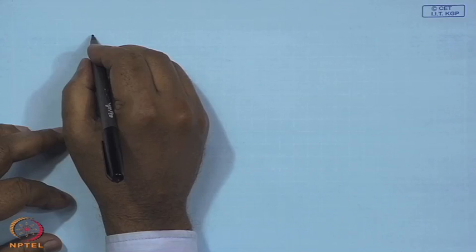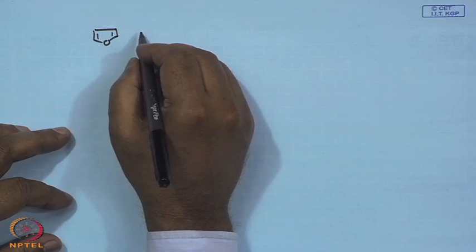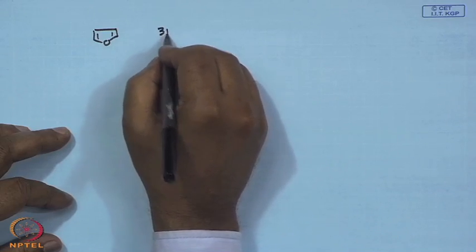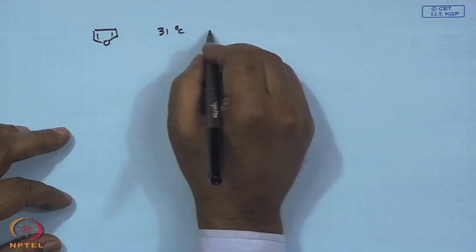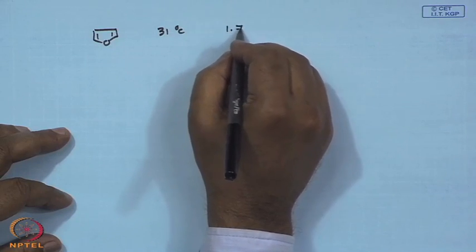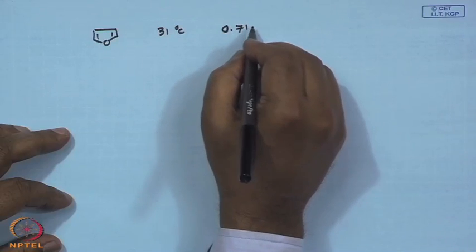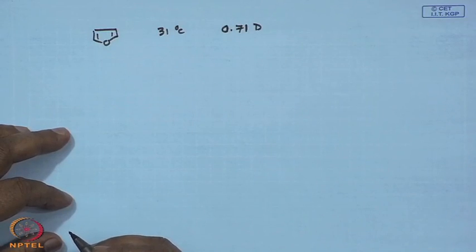Let me give you just one example that would tell you. Let us say furan, for example. Furan has a boiling point of 31 degrees. Okay. And what is the dipole moment? The dipole moment is 0.71 D, that is the dipole moment.